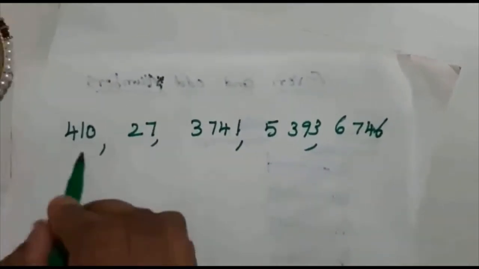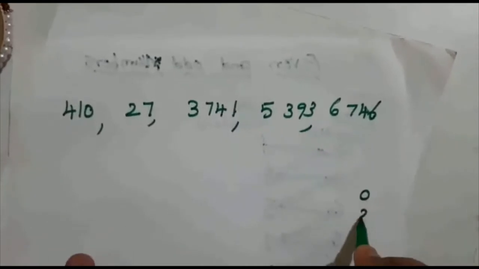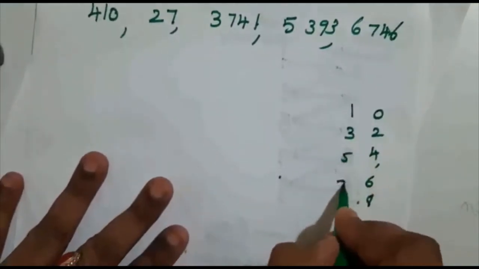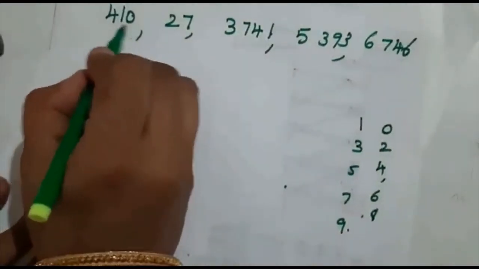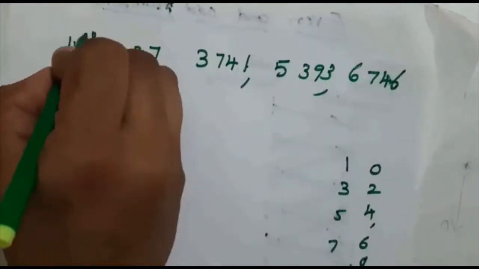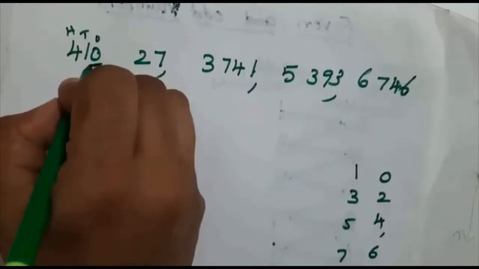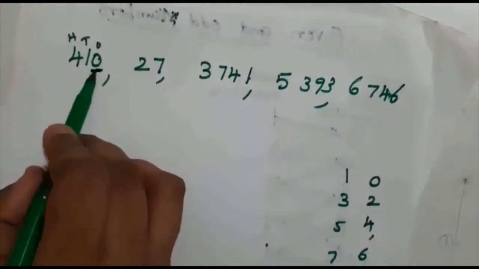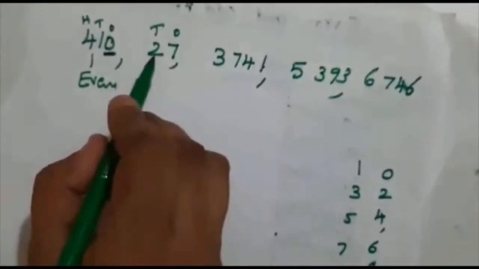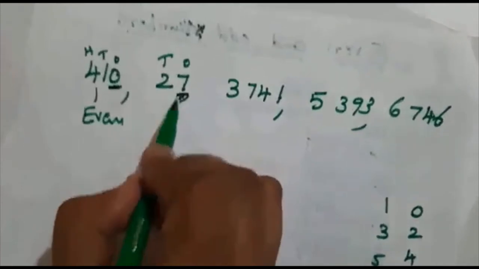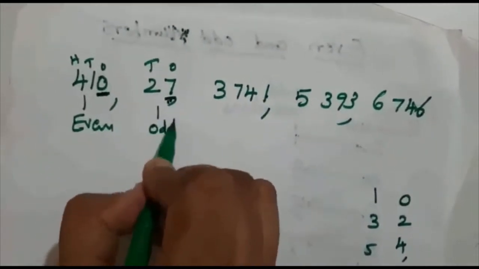Till now we discussed that all the even numbers end with 0, 2, 4, 6, 8. All the odd numbers end with 1, 3, 5, 7, 9. So, if you observe this number 410, what is the units digit of this number, children? We can observe 0 is the units digit. With 0 in the units place, is this an even or odd number? Even number. Similarly, for this 2-digit number, what is the units digit? 7. Is 7 even or odd? Odd number. So 27 is an odd number.